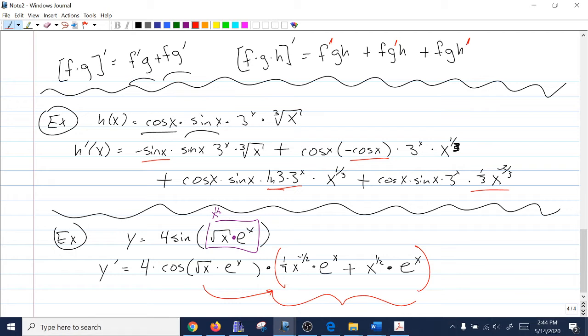Should we do more of this? Yeah, let's do a pretty gross one. Let's do f of x equals e to the x squared cosine x times cosine of x log x. This is a pretty bad one.